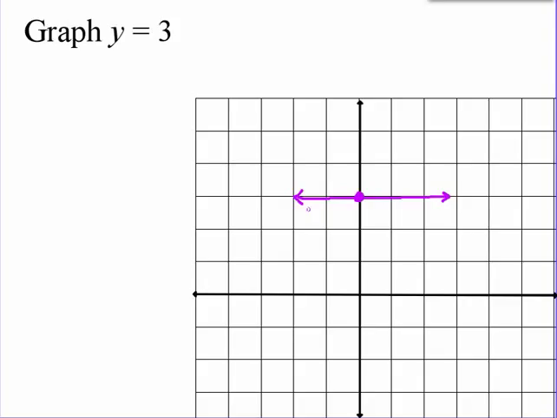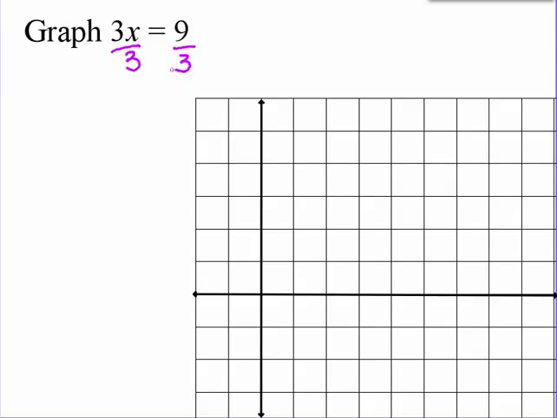Let's look at the next one. 3x equals 9. What do you do there? Divide by 3. Good call. So what do you get x to equal? 3. So from my origin, where does x equal 3? 3 to the right. Am I going to draw a horizontal or a vertical line? Vertical. Very good.